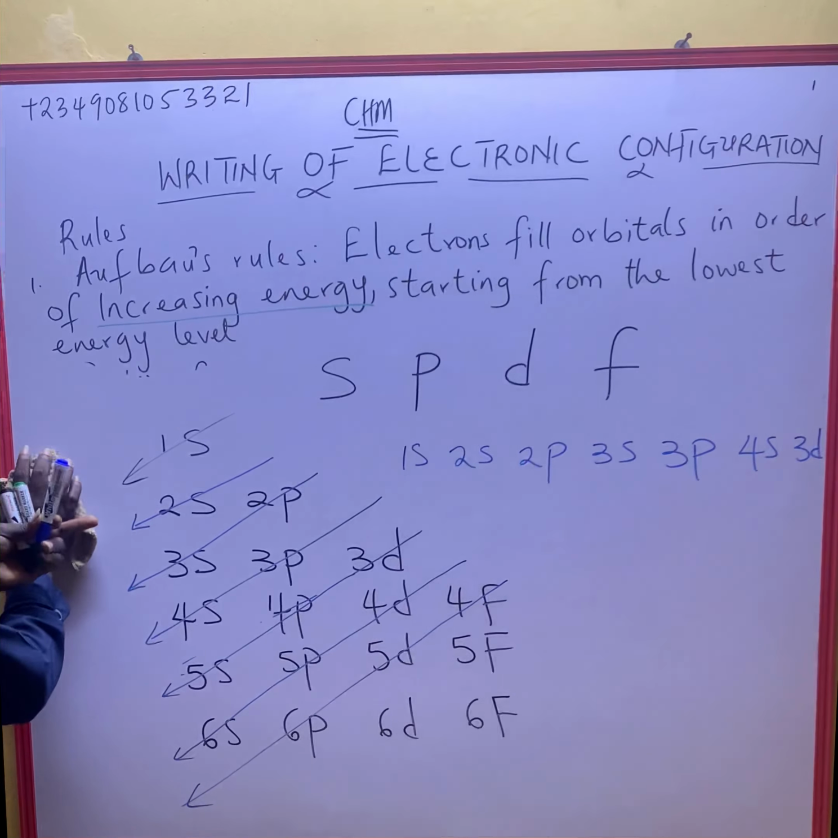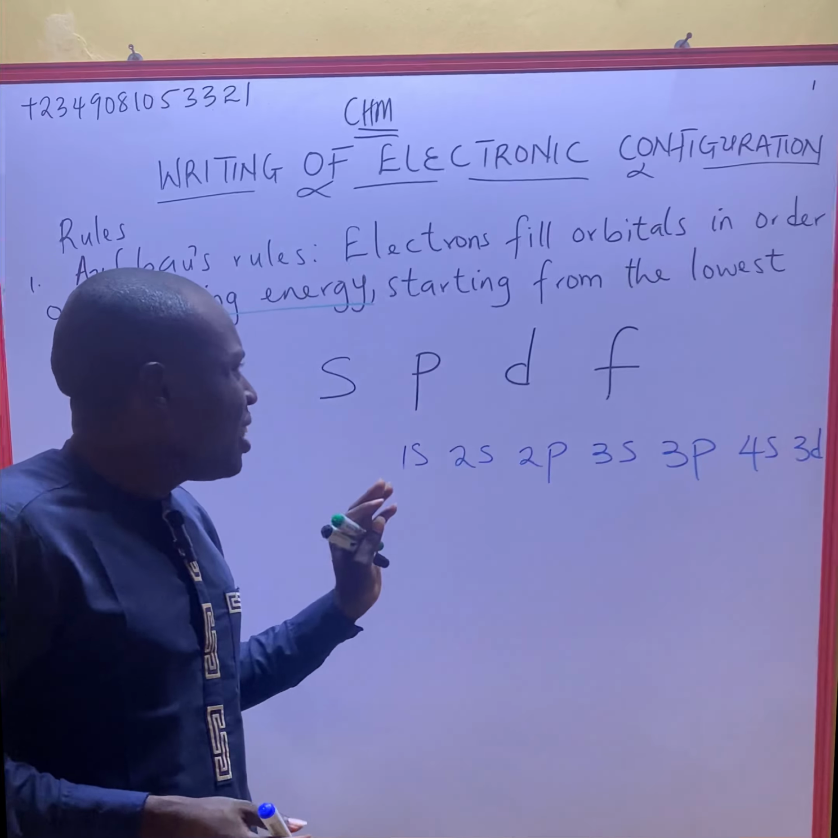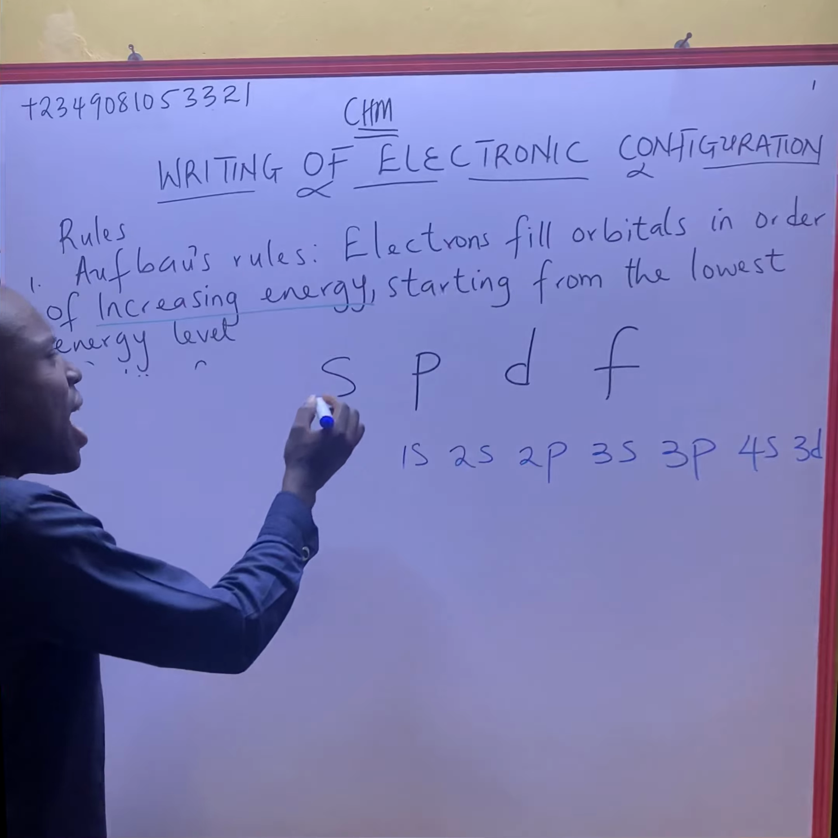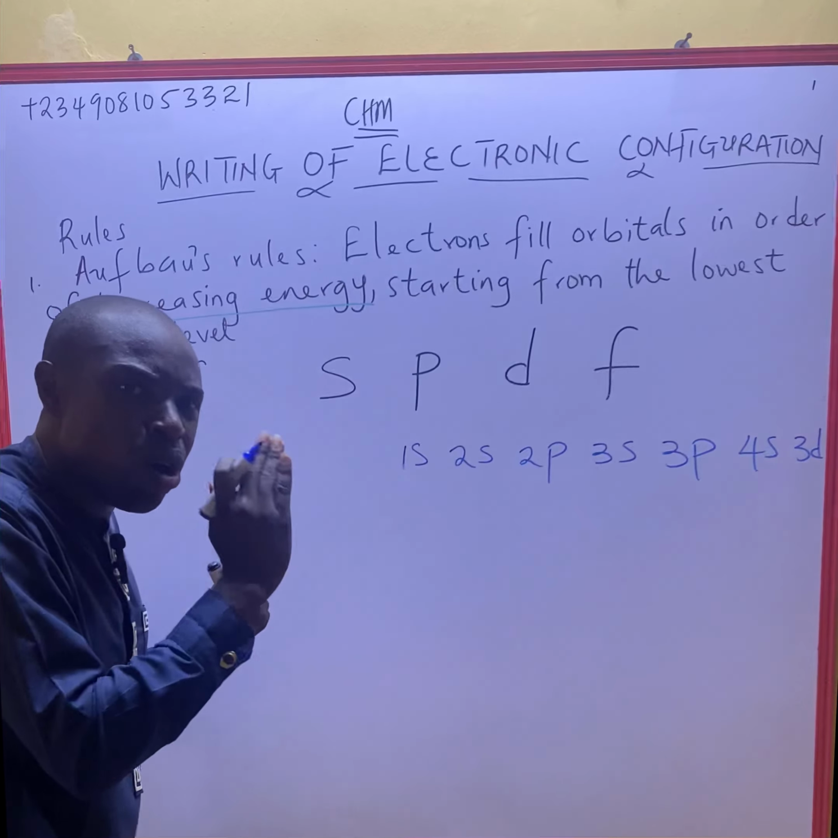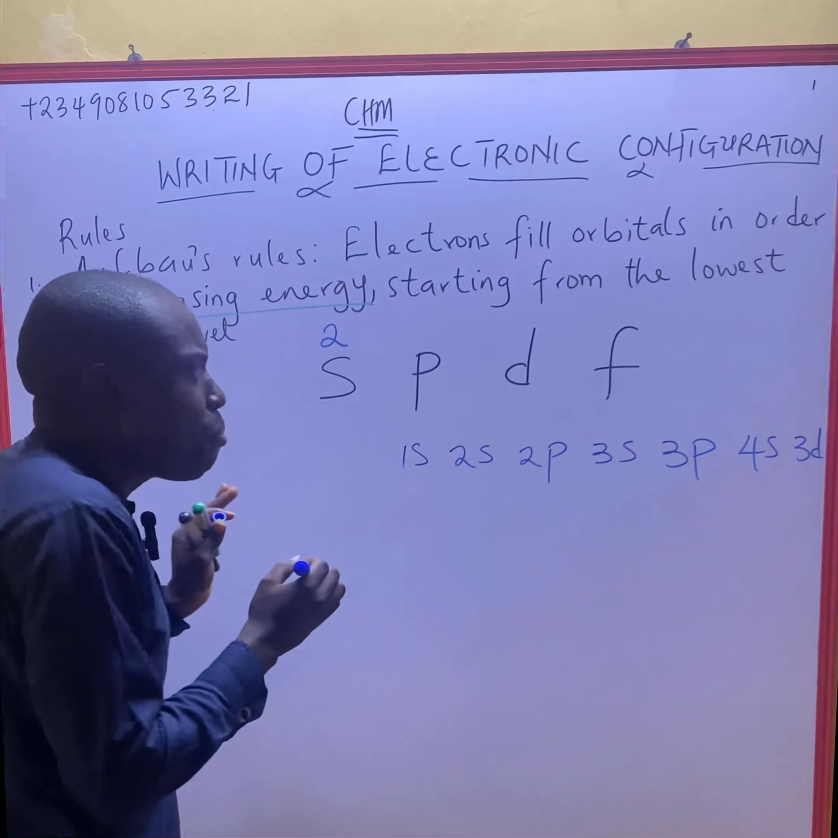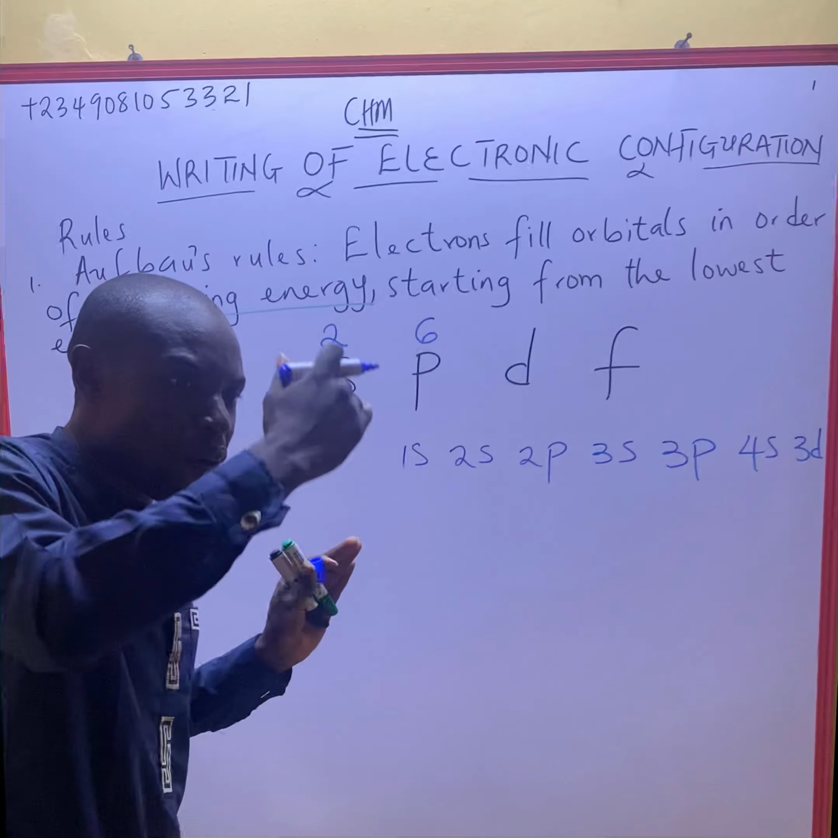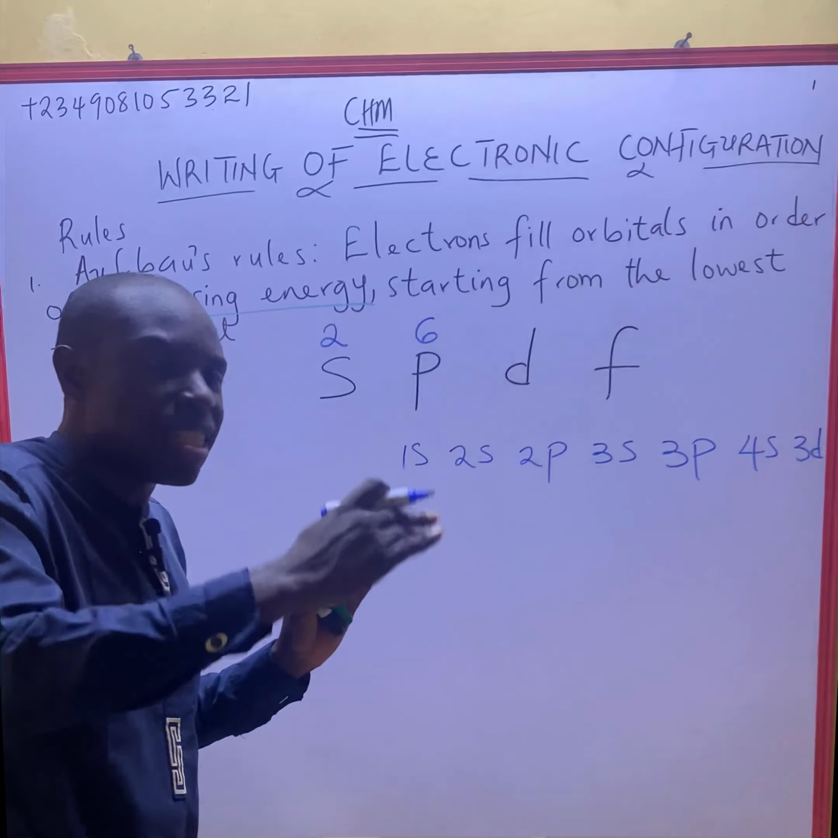Now, I can erase this. Make sure you practice this. Now, we should understand that these are the energy levels and the azimuthal. We should also understand the maximum electrons. S can only carry a maximum of 2. P can carry a maximum of 6. Meaning if it is more than 6, you have to put 6, and if it is less than 6, it can go into P.